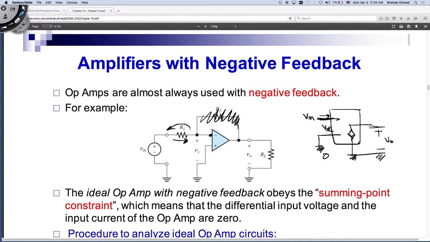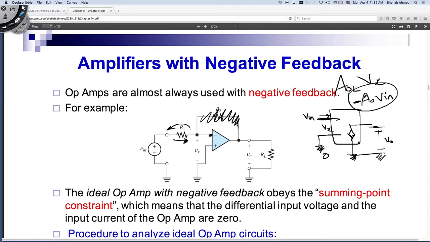What does V output look like? V output is going to be the open loop gain multiplied by Vx, which is the open loop gain multiplied by V input. And open loop gain is infinite, right? So that's not very useful. So the output is A times V input, but actually the output is not A times V input. The output is negative A times V input.